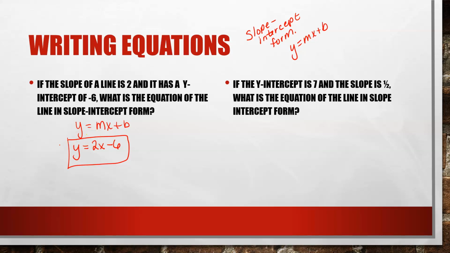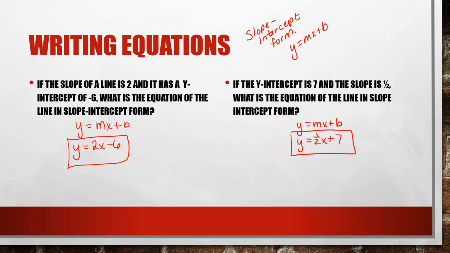The next one says, if the y-intercept is 7 and the slope is 1/2, what is the equation of the line in slope-intercept form? Again, we're going to plug in the slope where the m is, and we're going to plug in the y-intercept where the b is. So we have y equals 1/2 x plus 7.